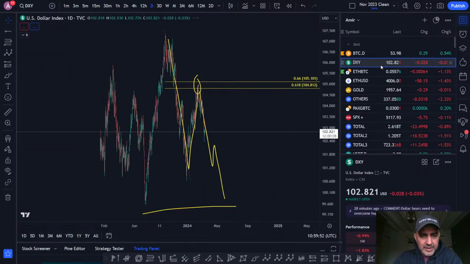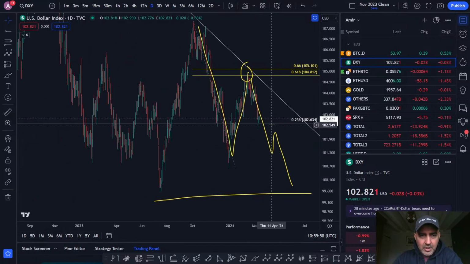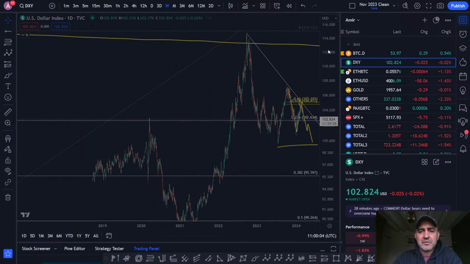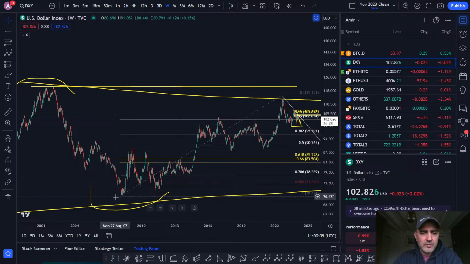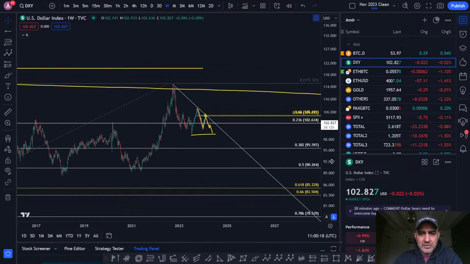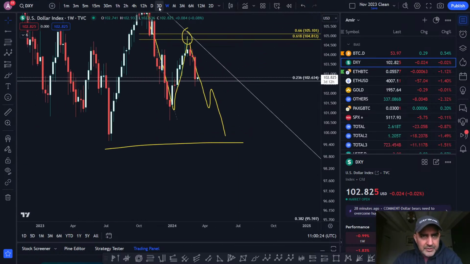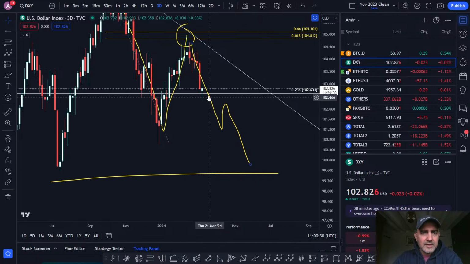Let me have a look at the DXY. Okay, so the DXY is finding support on this higher time frame 236. I'll show you. From all the way from this pivot low back in 2008 all the way to the high that's been put in November '22, we're finding support at the moment on the 236. That's the DXY. The last 3-day candle was extremely bearish.